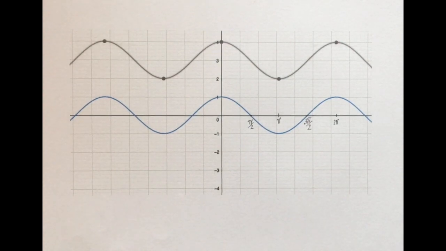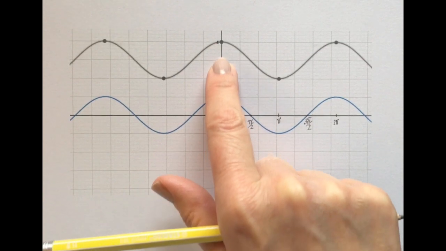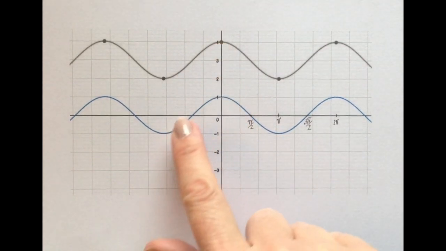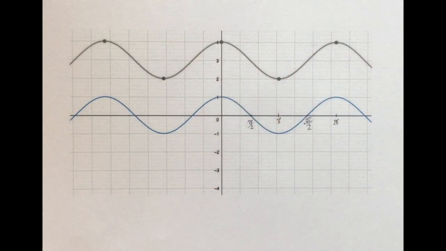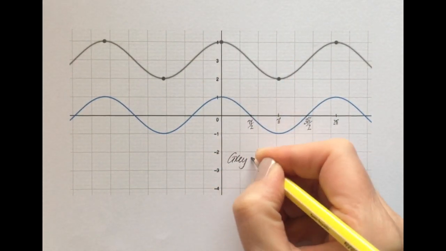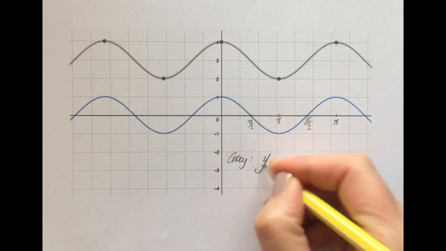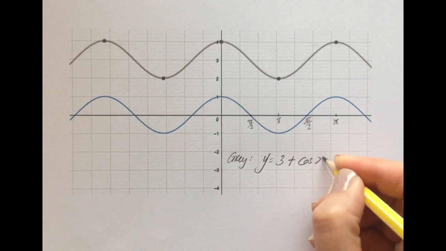It has moved up. If you have a look here, the 1 is now up at 4, so the whole thing has been shifted up 3 units. So the grey curve is the function y equals 3 plus cos x.